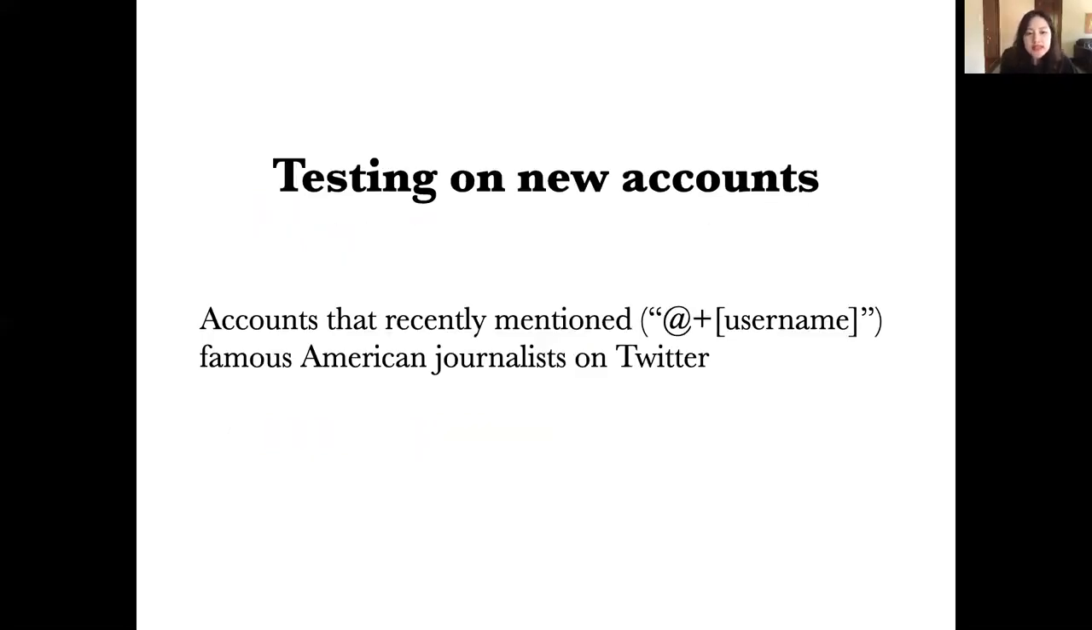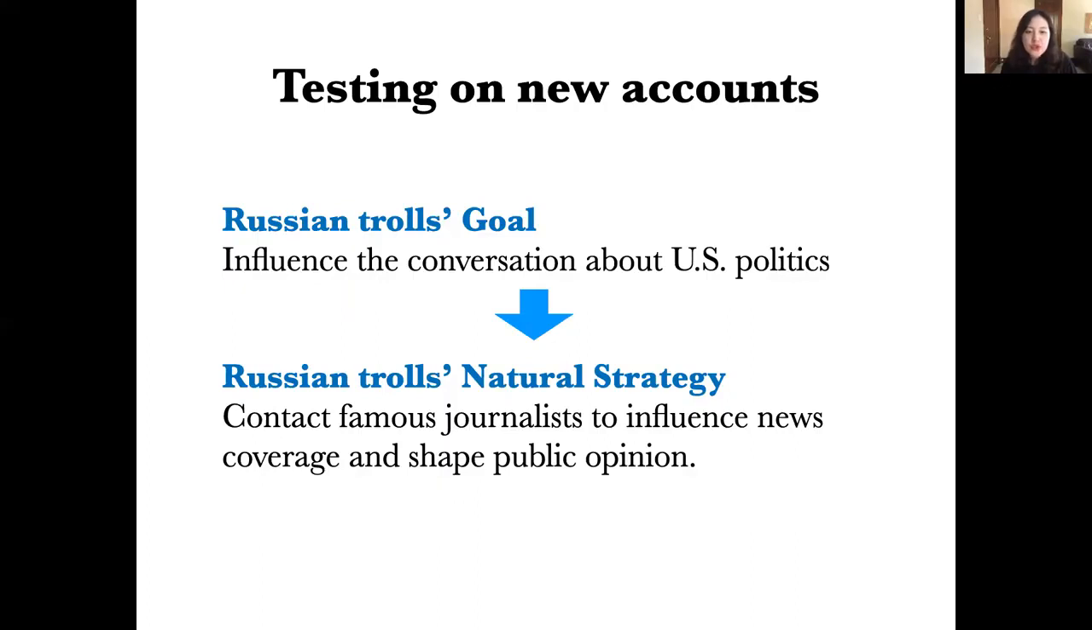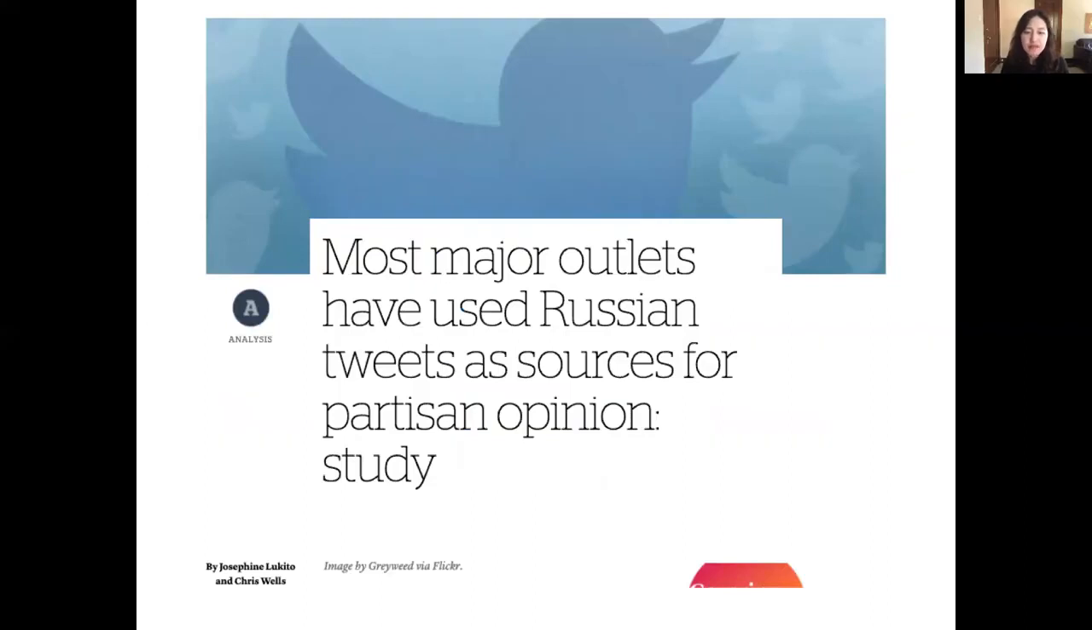For the new test data set, we assembled accounts that recently mentioned famous American journalists on Twitter. The reason is that, assuming the Russian trolls' goal is to influence the conversation about US politics, we thought it's a natural strategy for Russian trolls to contact famous journalists to influence news coverage and shape public opinion. Unsurprisingly, a study has actually shown that major outlets like the New York Times had used Russian tweets as sources for partisan opinion.